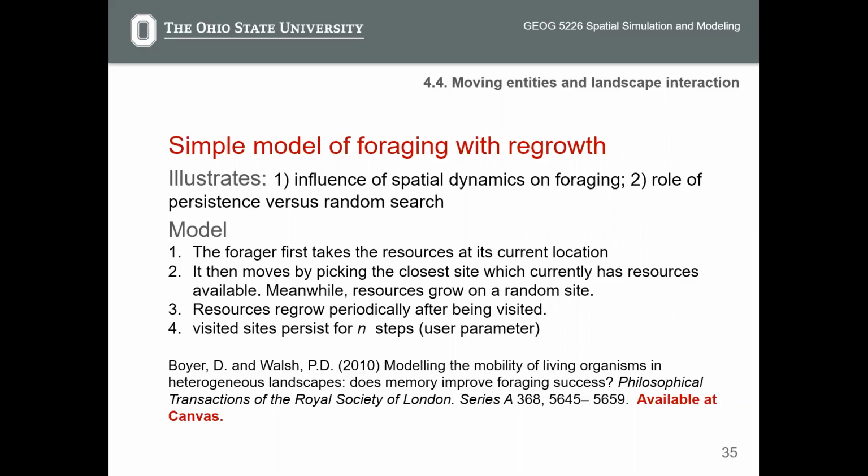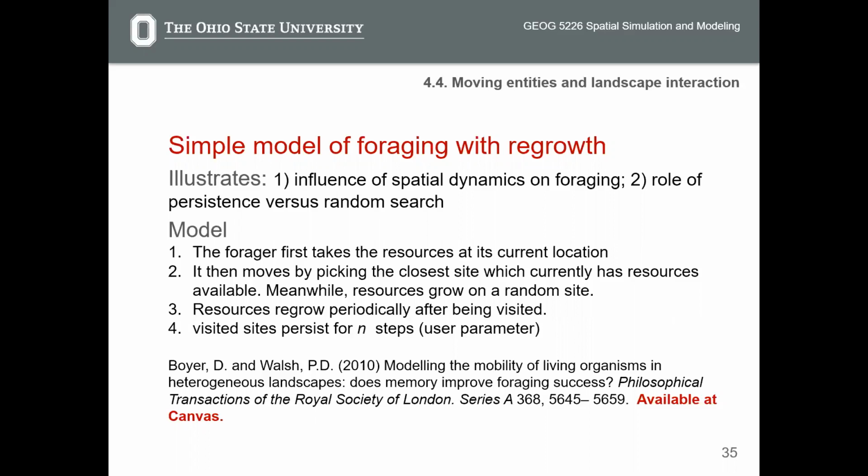Previously, we discussed models with a forager and some resources randomly distributed within the space. But once the resources of a specific cell had been consumed, it would be empty forever. Here we want to add more interaction into the relationship between the forager and the landscape. So section 4.4 is about moving entities and landscape interaction.